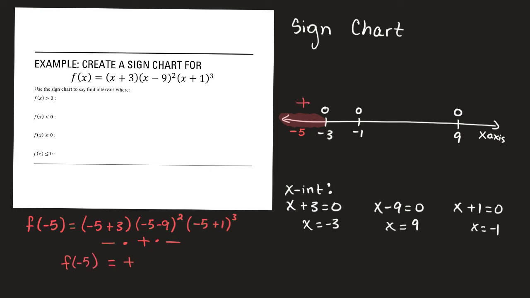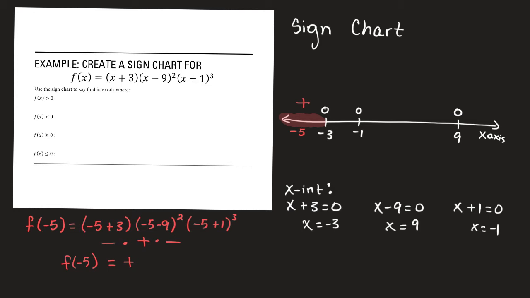Okay, again, notice I don't actually care about the value of f of negative 5. I could find that value, but it's not required. A lot of this is going to require a lot of mental math where we're finding the sign of this value. Okay, let's do the next section.